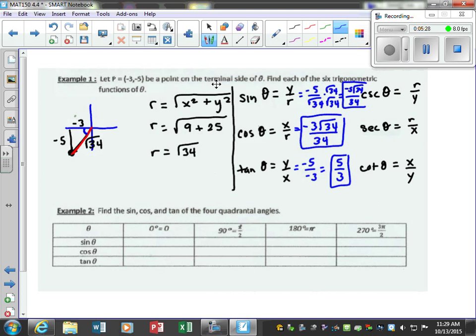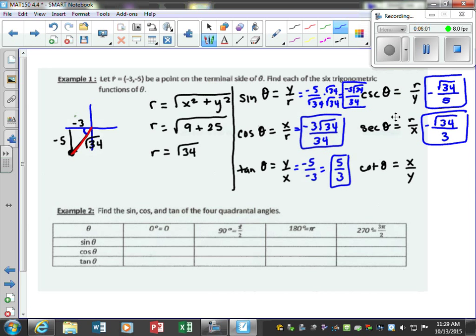Okay, over here, cosecant theta, what's the radius over the y value? So the radius is square root of 34, and the y value is negative 5. So you can just bring that negative to the front. Okay, let's do secant theta. Secant is going to be the radius, which is the square root of 34, over the x value, which is negative 3. So I'm going to bring the negative out front.